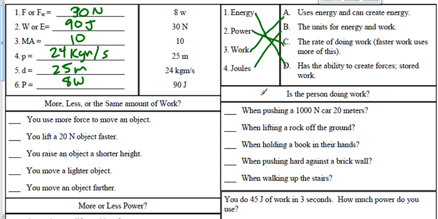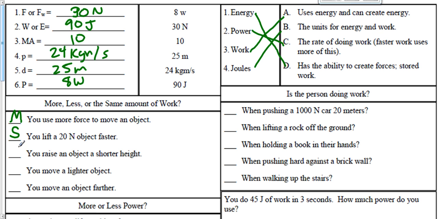Okay, then next, we're saying if it's more or less or the same amount of work. You use more force to move an object. So that's saying that it's just more force, nothing else is changing, so that one would be more. You lift a 20 Newton object faster. That one's going to be the same. You're just doing it more quickly. The rate you're doing it is faster.